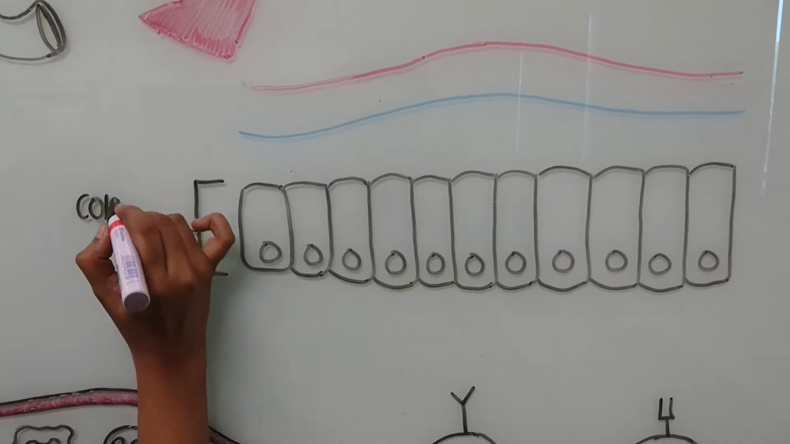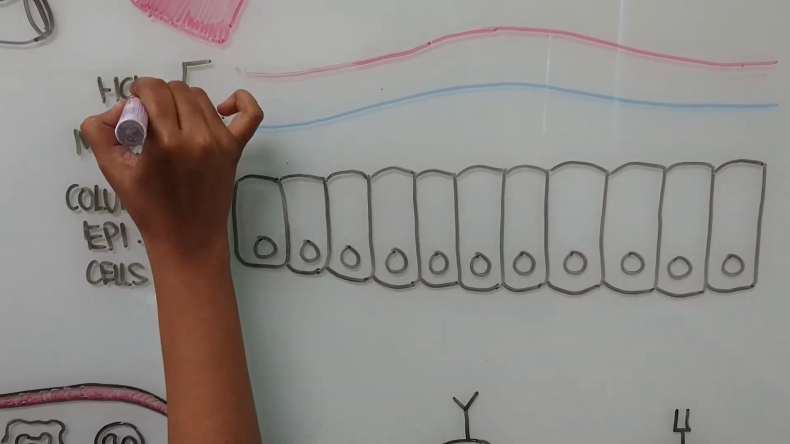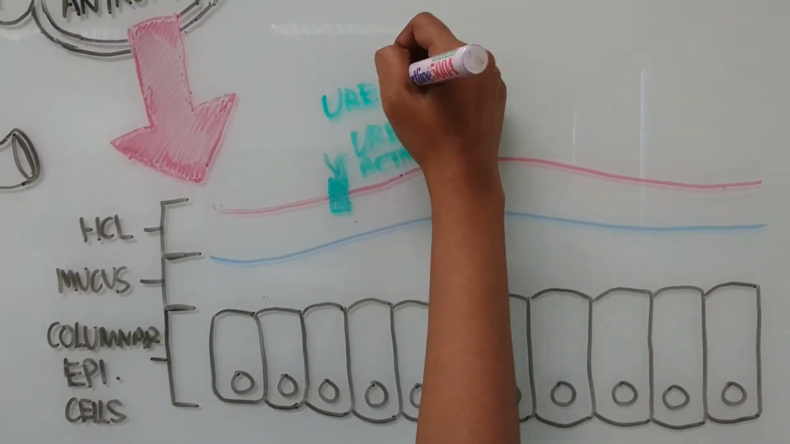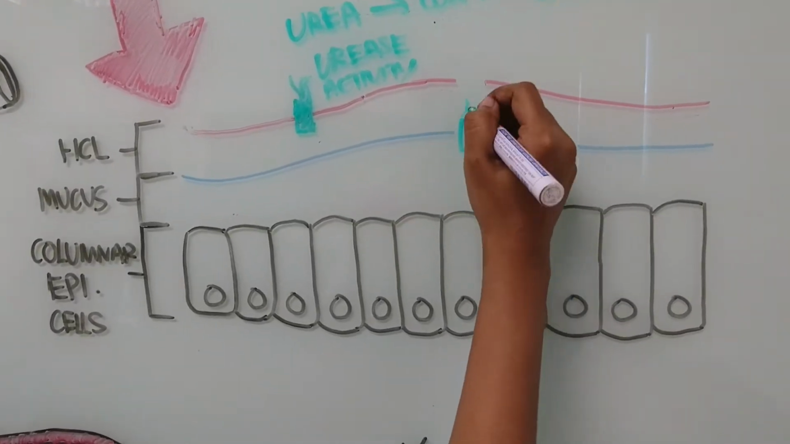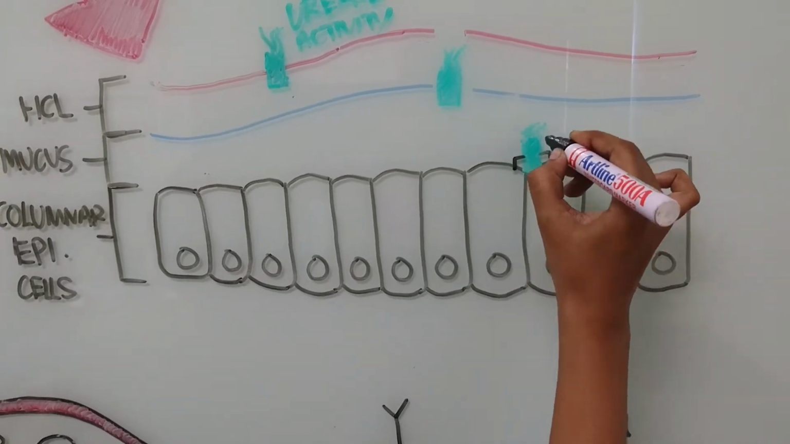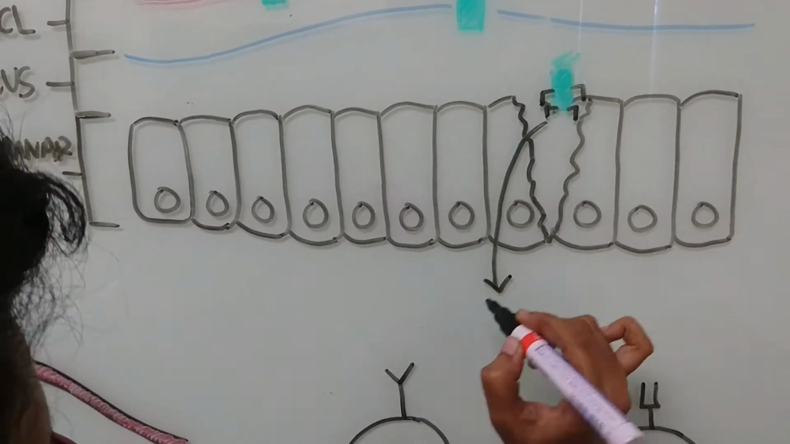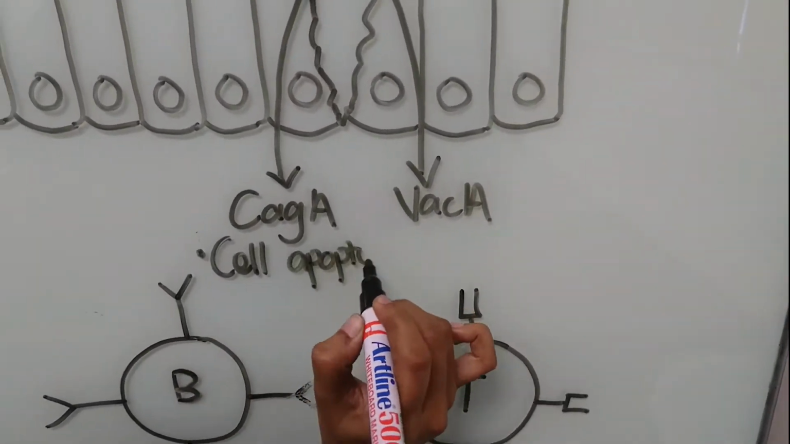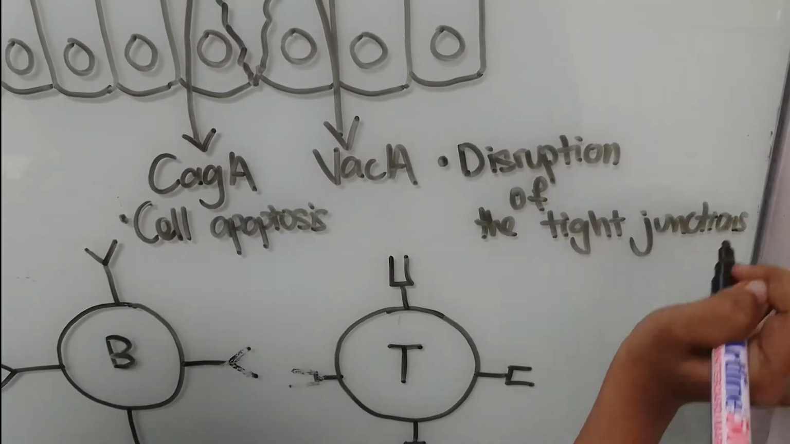Let's have a closer look at the barriers of the stomach. The columnar epithelium, a layer of mucus, and a layer of hydrochloric acid. How does the H. pylori infiltrate these barriers? First, with its urease, urea is converted to carbon dioxide, water, and ammonia to neutralize hydrochloric acid. Then, with its flagella, it propels itself through the mucus to the gastric mucosa. There, with its lipopolysaccharides, it adheres itself to the stomach wall. Subsequently, it releases HAG-A and WAG-A, causing persistent damage to the gastric mucosa.